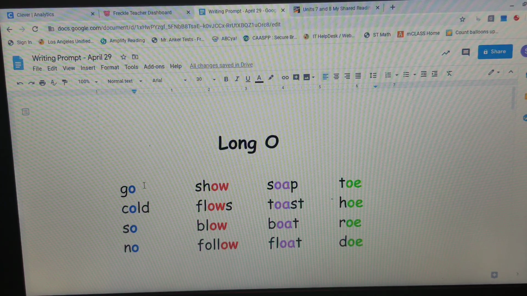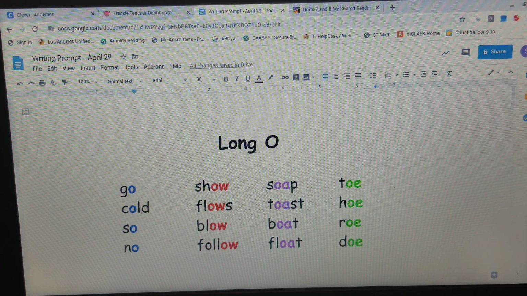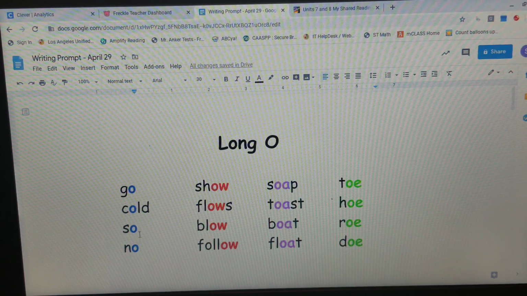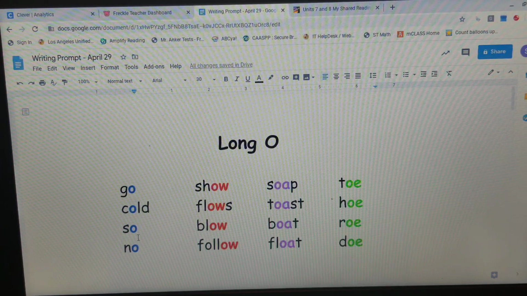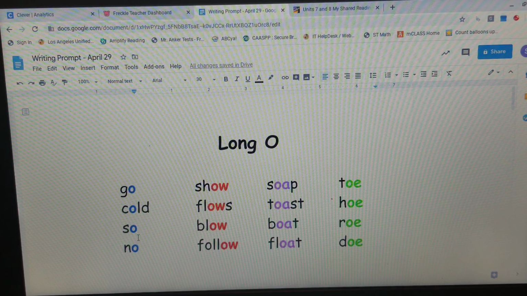These are the long O words that use the O spelling. Let's read them together. Ready, begin. Go. Cold. So and no. I added so and no just because I wanted us to remember that we already know other words too that have this spelling for long O.